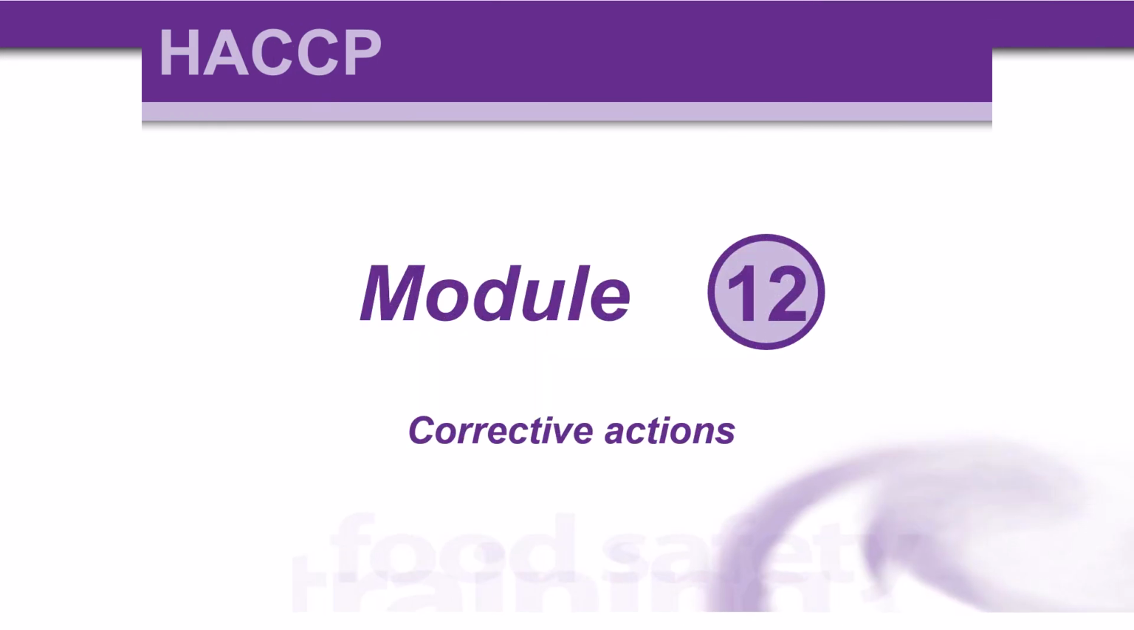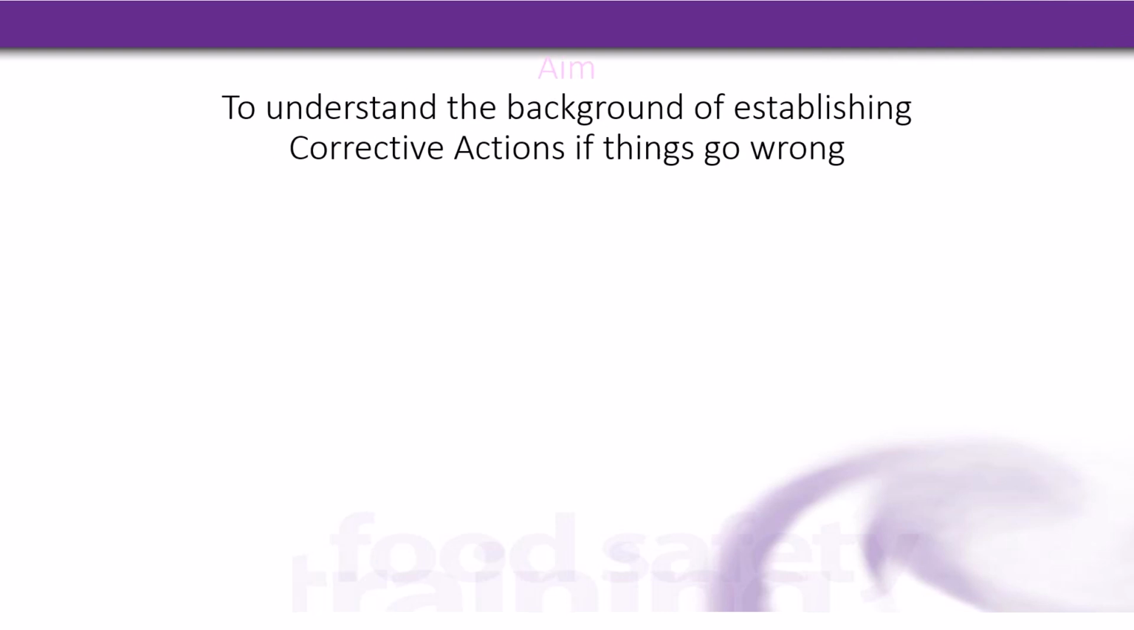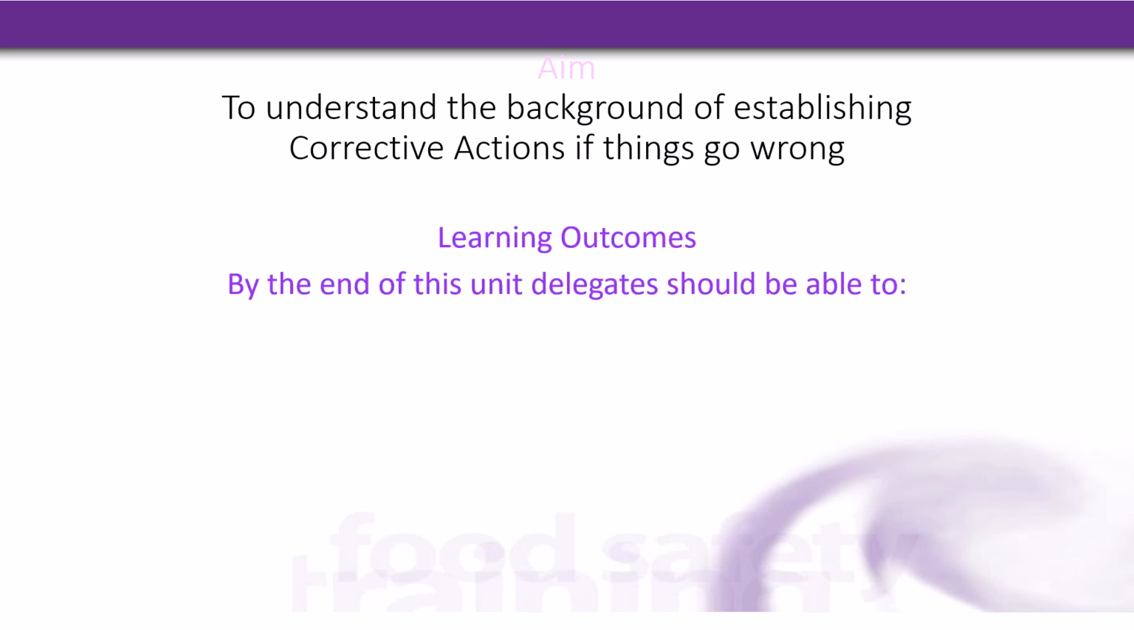Module 12 is all about corrective actions. The aim of this unit is to understand the background of established corrective actions if things go wrong. And by the end of this unit, you should be able to define corrective, deviation, and action.